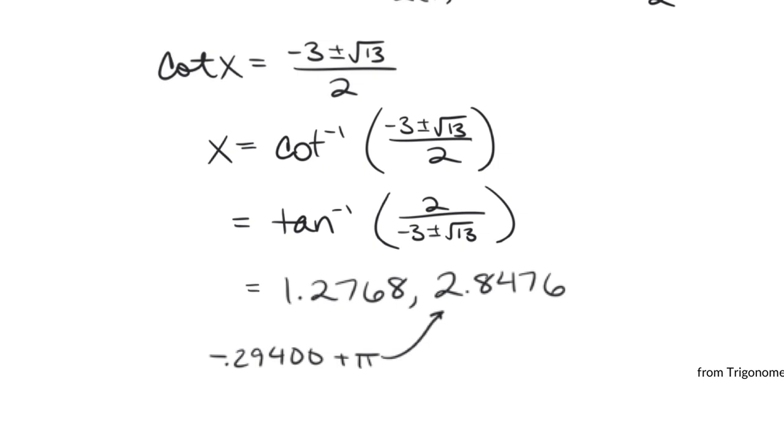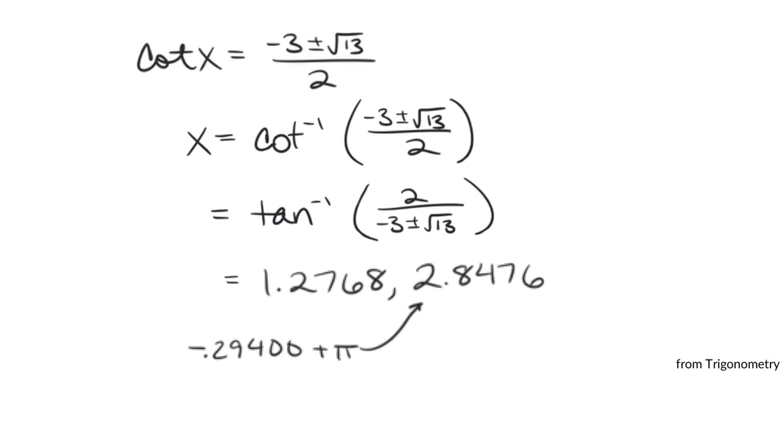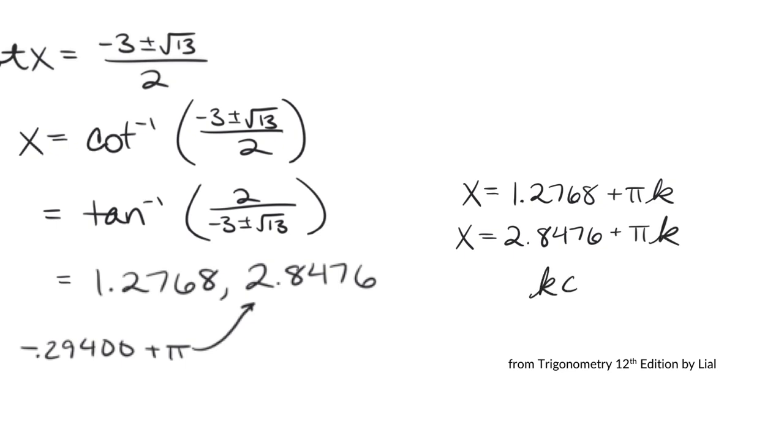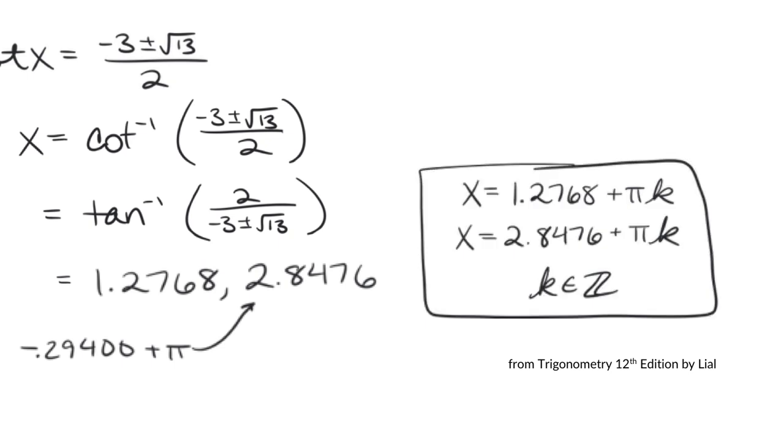Unfortunately, this question asks for all solutions, so we do need to write a general solution, but it's not much more work. You already have the numbers you found. The general solution here is x equal to the number you found plus pi times k, and the number you found plus pi times k. K is an element of the integers. It does need to be there. I just was writing it once because I got lazy.